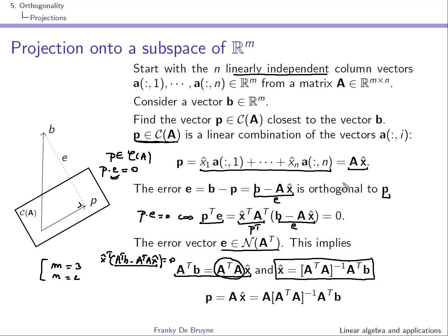The projection is A times X hat, so we inject X hat over here and we obtain this expression. And if we are interested in the projection matrix, it's this matrix over here. Remember that the projection matrix is the matrix that transforms B into its projection, in this case in the column space.